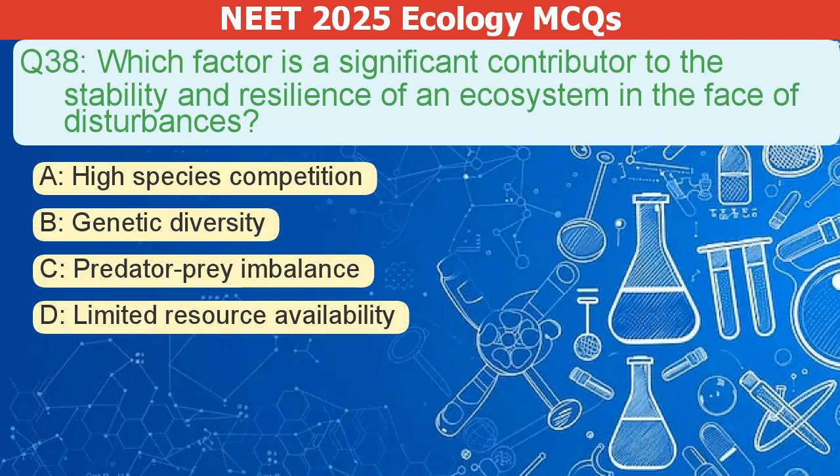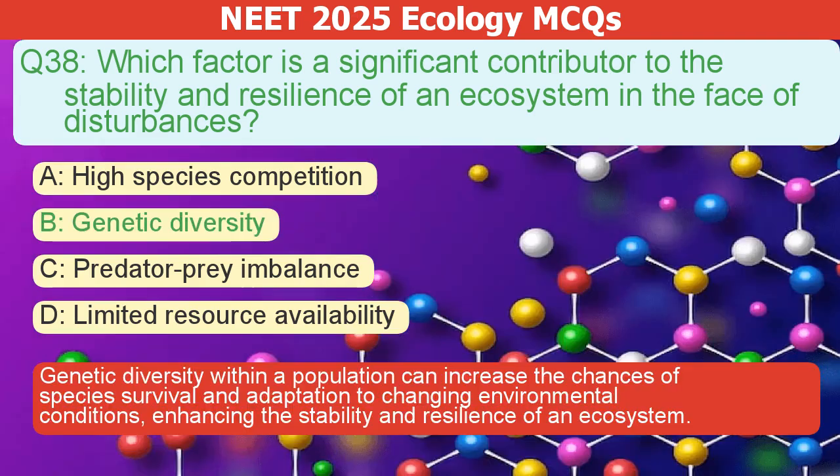Which factor significantly contributes to ecosystem stability and resilience against disturbances? A. High species competition. B. Genetic diversity. C. Predator-prey imbalance. D. Limited resource availability. The correct answer is B. Genetic diversity within a population can increase the chances of species survival and adaptation to changing environmental conditions, enhancing the stability and resilience of an ecosystem.